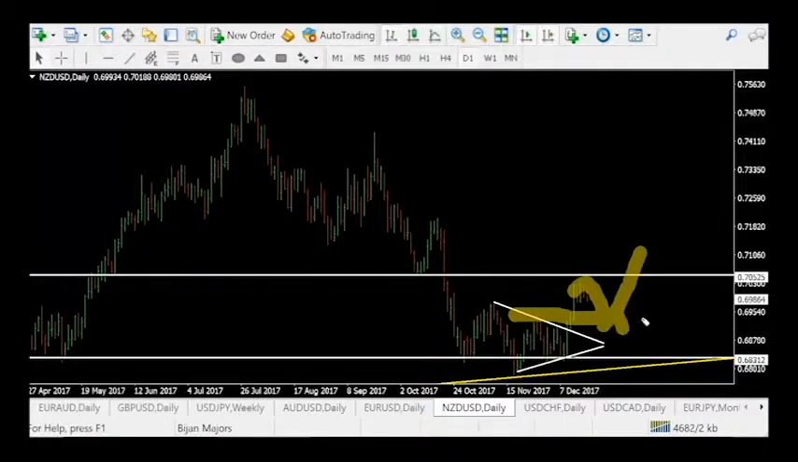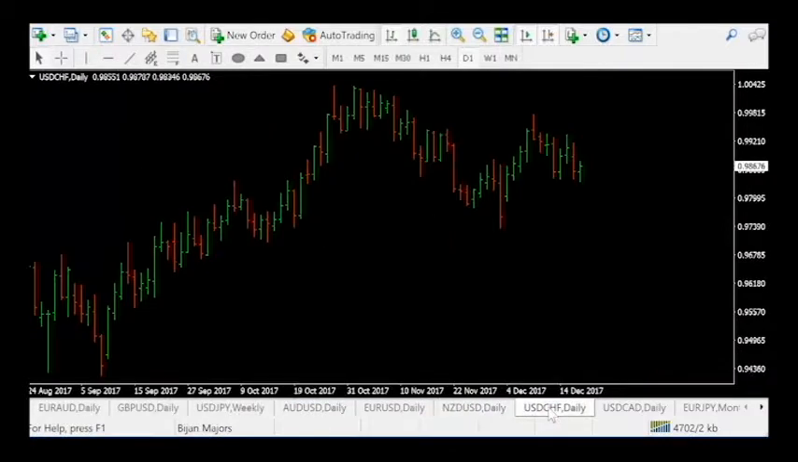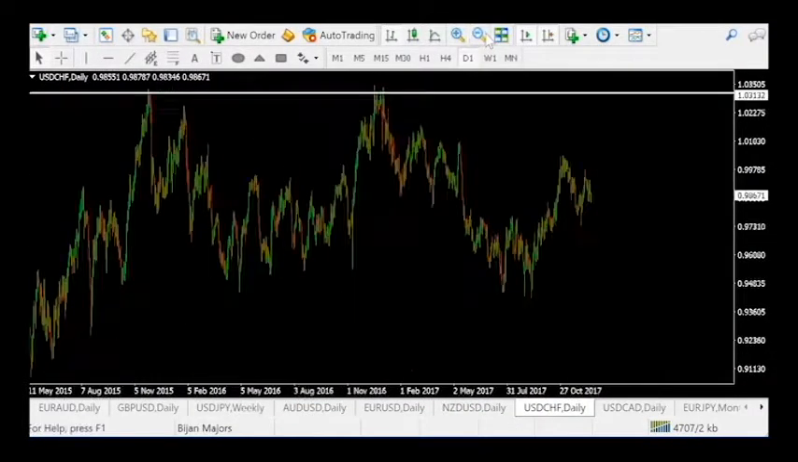Then we can go long. We're just waiting for this. Or the third option is for the price to break this line, retrace to it, and then come up. So going long here. All right. Good. Next one, US Swiss franc.